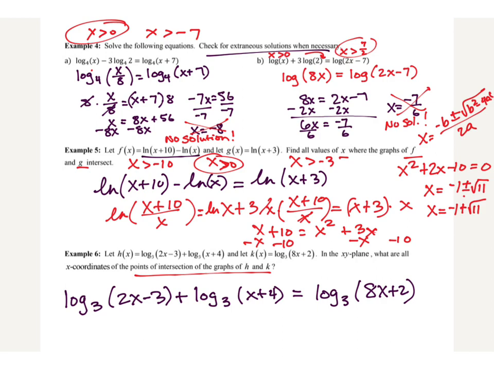fair. So let's do domain first. Domain on this one: x must be greater than 3 halves. x must be greater than negative 4. And then x must be greater than negative 8 halves, which would be negative 4, 1/4. 2 divided by 8. Oh, yeah. So I think 3 halves wins here. x greater than 3 halves. As long as we're greater than 3 halves, we ought to be fine. So because these are adding, we can multiply these arguments.